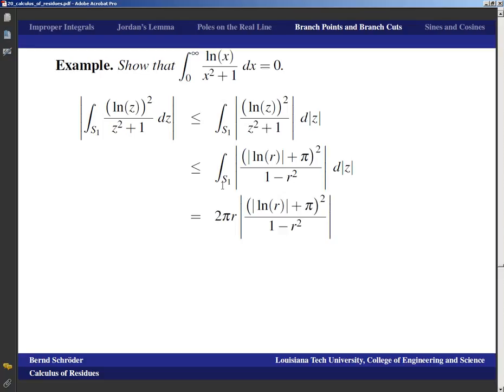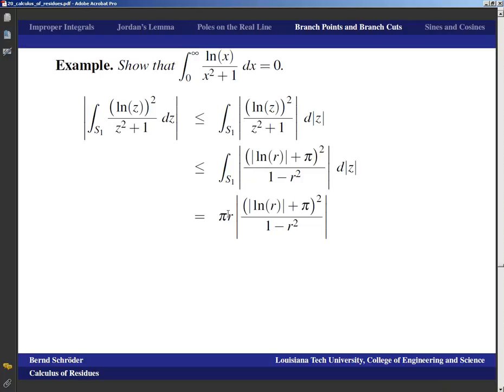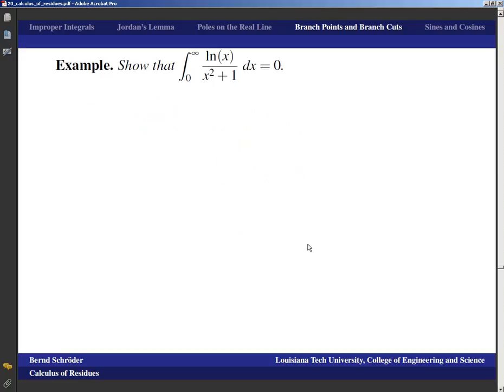Now we realize that this is less than or equal to pi r times the value of the integrand, because we're only going halfway around the circle. The arc length is pi r, and the integrand is bounded by a constant. And as r goes to 0, the denominator goes to 1. And the numerator goes to infinity like (ln r) squared, but r times (ln r) squared actually goes to 0. That's something you can verify with L'Hopital's rule. So that goes to 0 as r goes to 0.